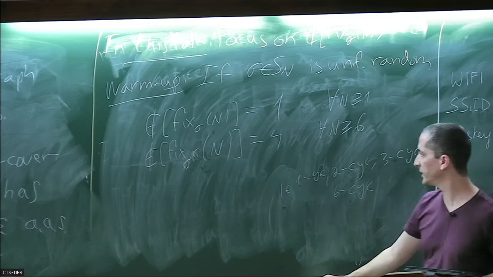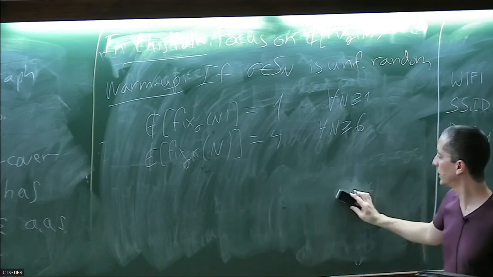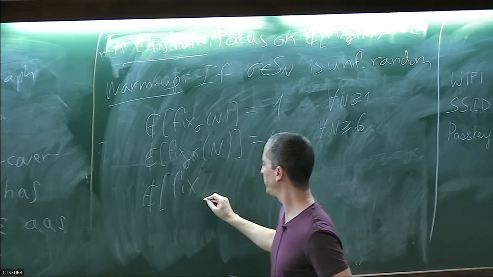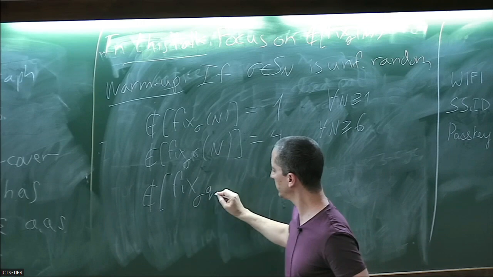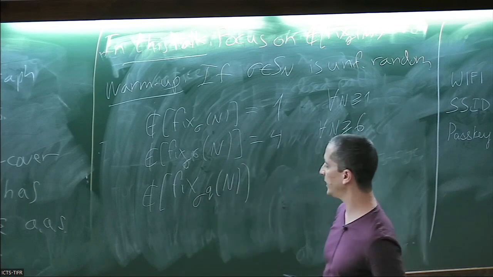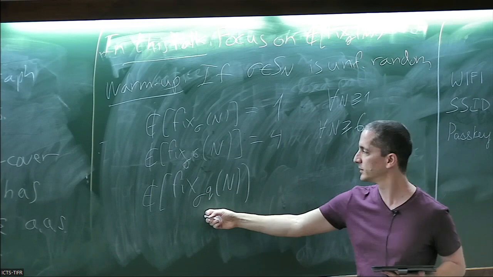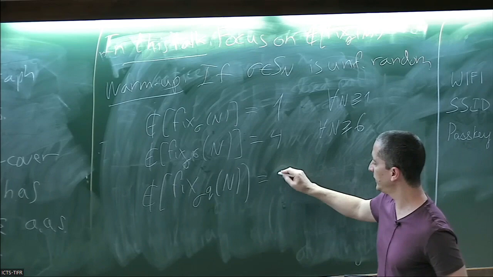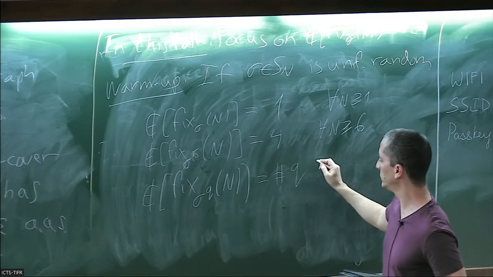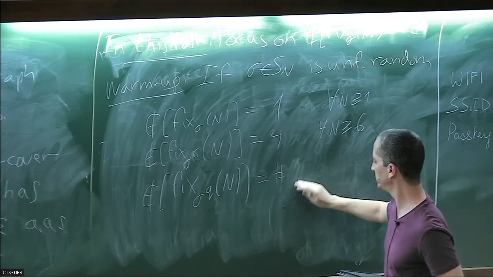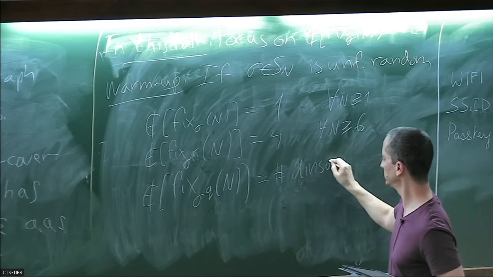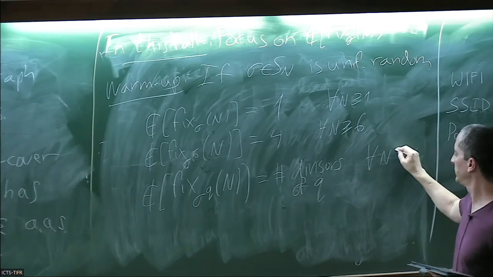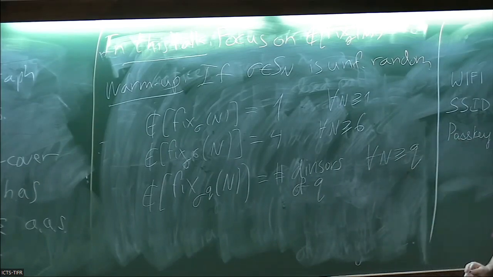And more generally, the general answer here is, if I take a Q power of a random permutation, the answer by the same argument is the number of divisors of Q, and this is true for every n at least Q.